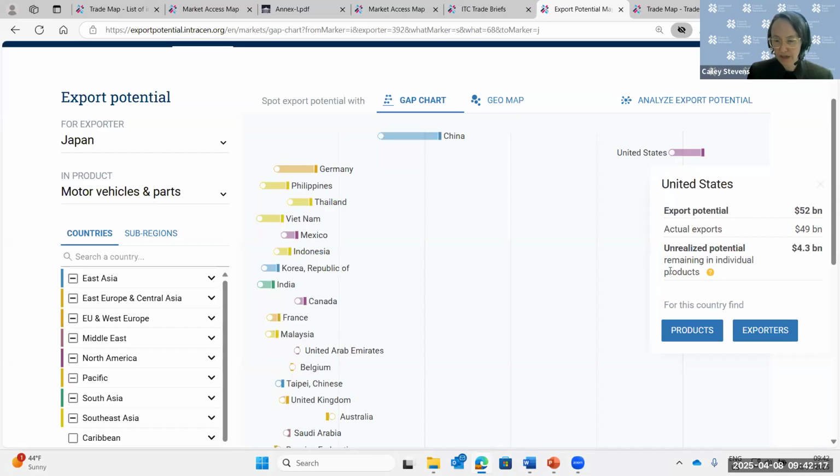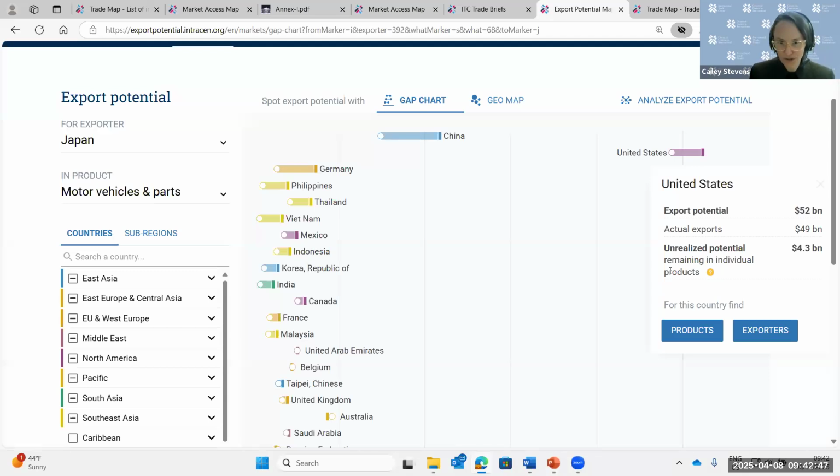what we are using to calculate export potential is the tariff that would apply to Japanese motor vehicles and parts prior to the implementation of these trade remedies. So in export potential map, trade remedies such as this 25% additional tariff on vehicles and parts are considered a source of unrealized potential.